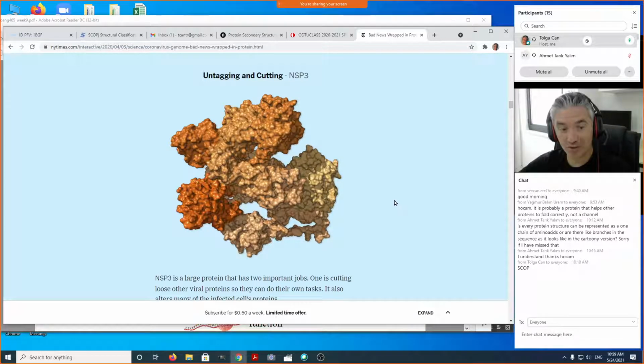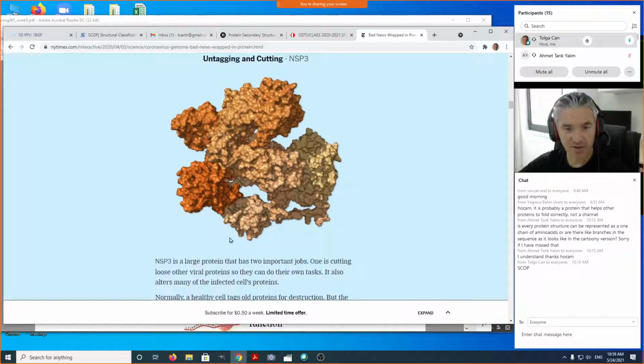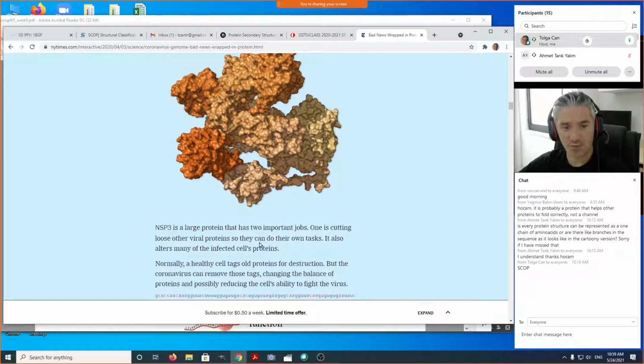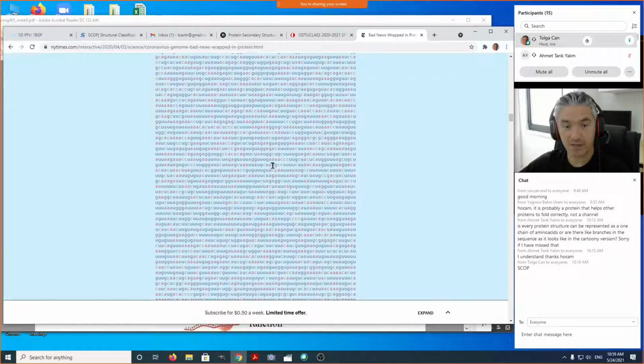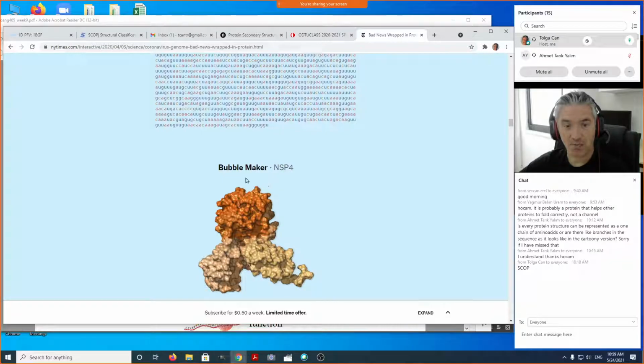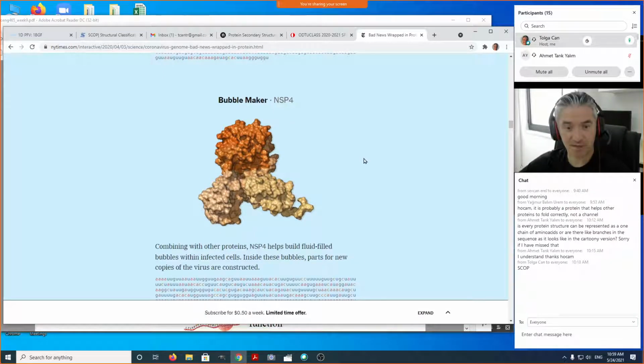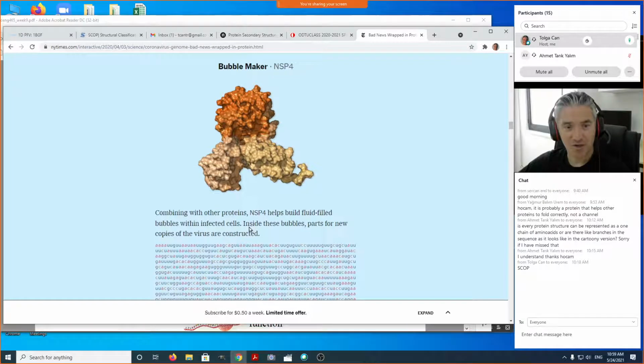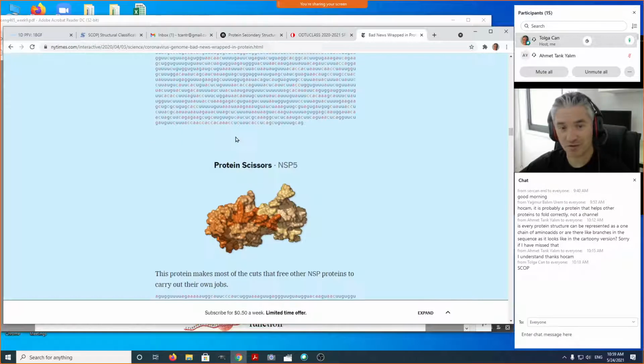hijacks the host cell. So NSP3, it's a large protein that has two important jobs. One is cutting loose other viral proteins so they can do their own tasks. It also alters many of the infected cells' proteins. As you can see, there are different shapes. Bubble maker. They gave them nice names like this. Combining with other proteins, NSP4 helps build fluid-filled bubbles within infected cells. Inside these bubbles, parts for new copies of the virus are constructed.